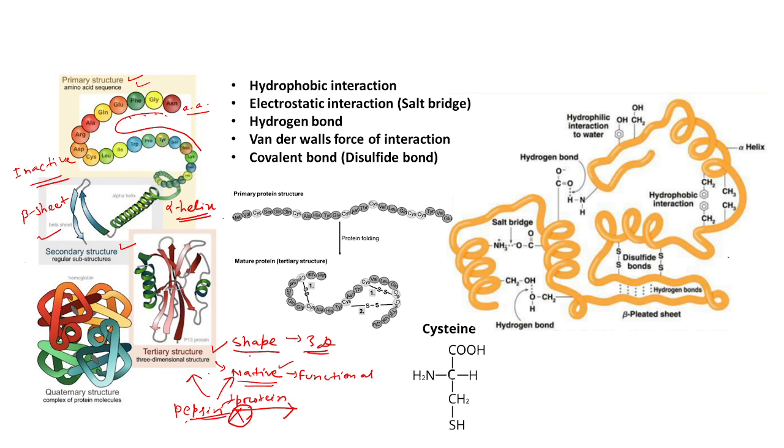So that's why this specific shape in the three-dimensional conformation is important, and this shape is maintained by 5 bonds or 5 interactions. The first one is called the hydrophobic interaction. The second one is the electrostatic interaction. The third one is the hydrogen bond. The fourth one is the van der Waals force of interaction. The fifth one is the covalent bond or the disulfide bond. The first 4 bonds are called non-covalent bonds, and this last one is called the covalent bond or the disulfide bond.